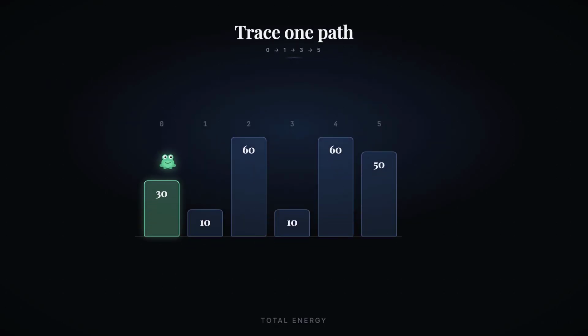Take these heights, follow the path 0, 1, 3, 5, add up the costs along the way. That's 20 plus 0 plus 40, 60 energy for this route.